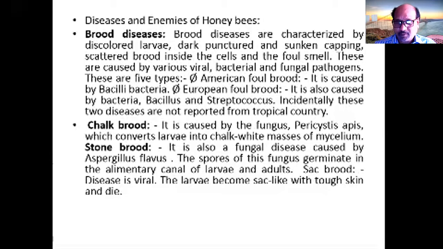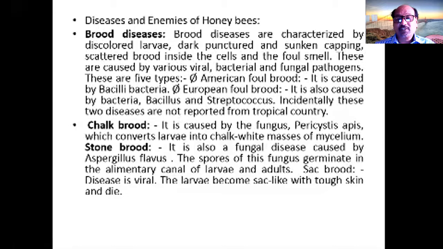Then another disease is known as chalk brood. The larvae look chalk-colored, whitish, and dead larvae are embedded in the cells. It is caused by a fungus. Fruiting bodies develop from the hyphae, and the whitish color occurs instead of creamy. Ascosphaera apis converts larvae into chalk-white masses of mycelium. Stone brood, darkish or blackish in color, is developed by Aspergillus flavus, also a fungal disease. The spores of this fungus germinate in the alimentary canal of larvae and adults.